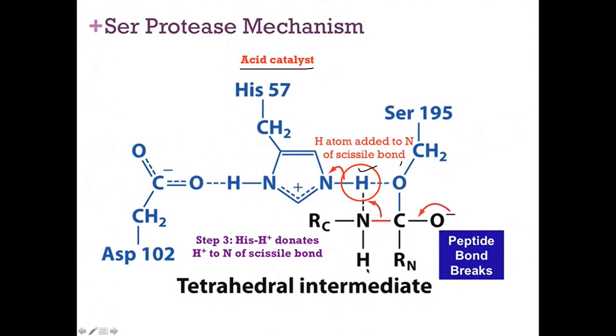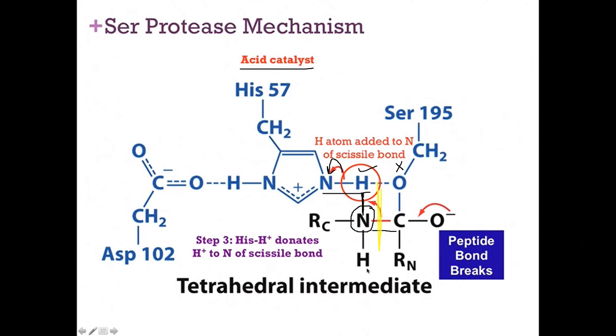Only instead of donating it to serine, it is now going to donate it to the nitrogen of the scissile bond. Scissile bond means the bond that is going to break, this one. In doing so, the nitrogen-hydrogen bond will break. Nitrogen will receive its electrons back and will become neutral again. The free hydrogen will form a covalent bond with the nitrogen of the peptide, and this would result in the breakdown of the carbon-nitrogen bond of the peptide.